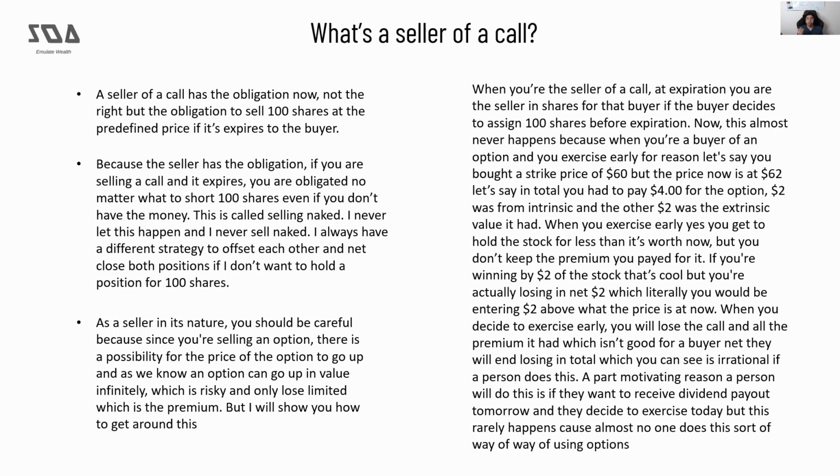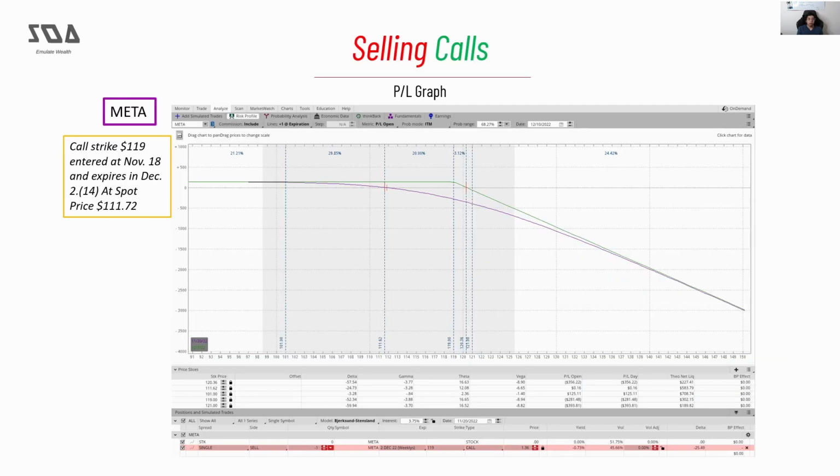When you have the right, it means you can exercise the option whenever you want. You just need to let the broker know. But remember, when you exercise the option early, you don't keep the premium. So the majority of the time you're going to be losing in total if you exercise the option earlier, even if it's in the money. I wanted to make that clear, because this is somewhat of a gray area where people don't understand. Now, I want to talk about the P&L graph of selling calls.